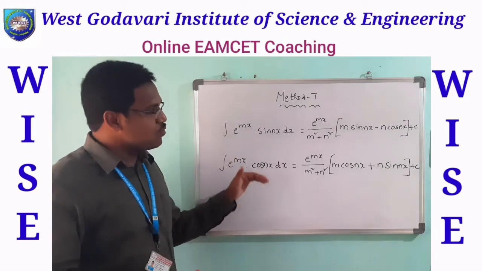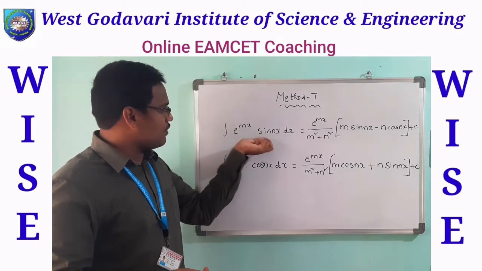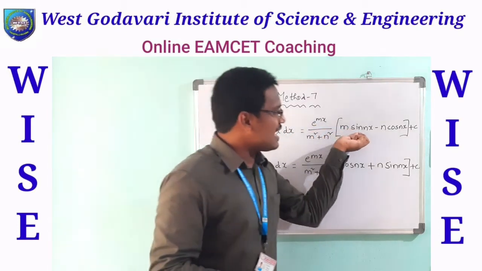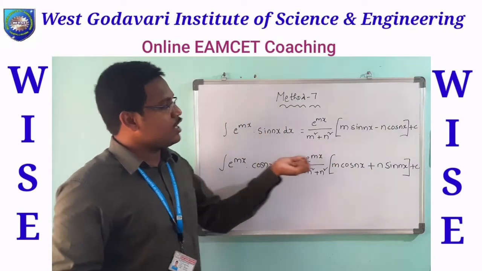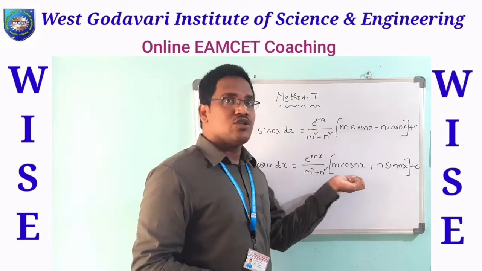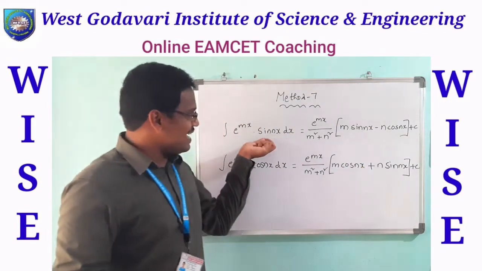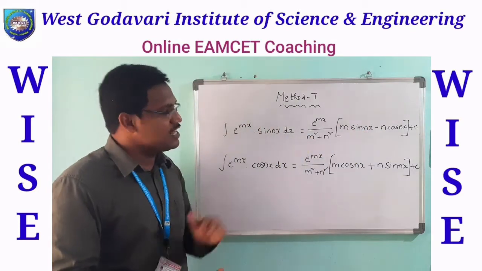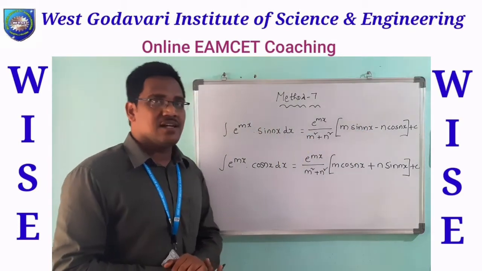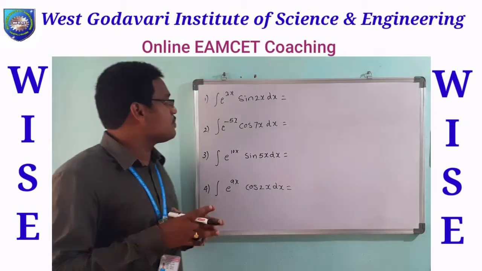The difference is only one thing: whenever sin nx is in the integration, write sin nx as the first term. Suppose it is a cos nx integration, write cos nx as the first term. If it is cos nx, the sign is plus. If it is sin nx, the sign is minus. That's the difference between these two. Now see the examples regarding this shortcut method 7. Let us see the examples.